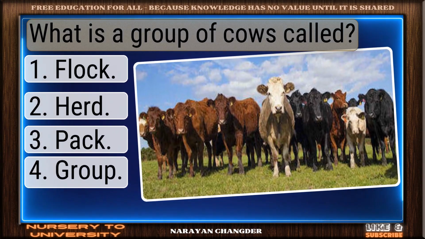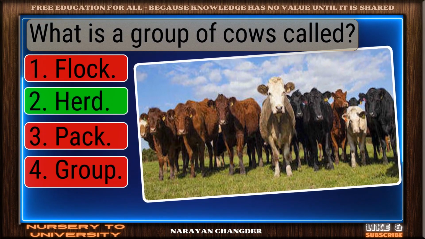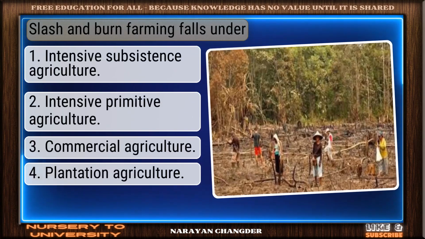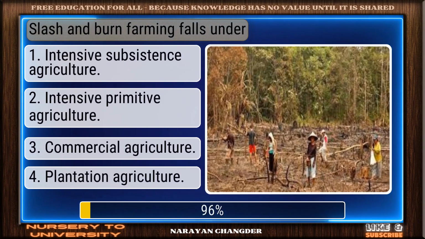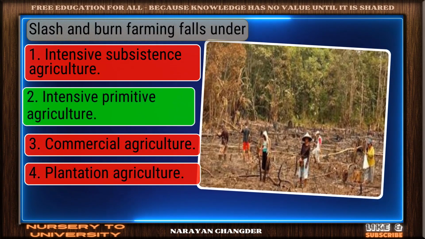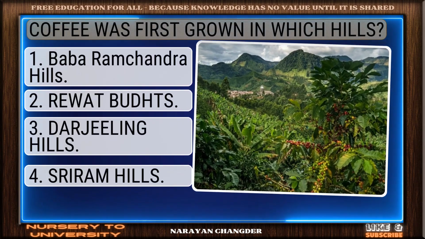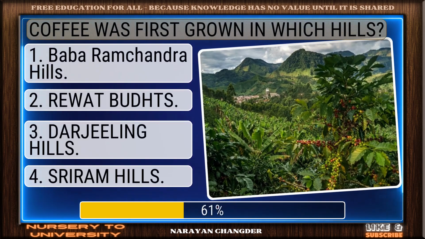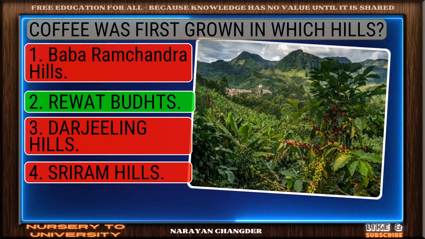What is a group of cows called? Sharp thinking. Herd is right. Slash and burn farming falls under. Perfect. Intensive primitive agriculture is the one. Coffee was first grown in which hills? On track. Baba Budan hills is correct.